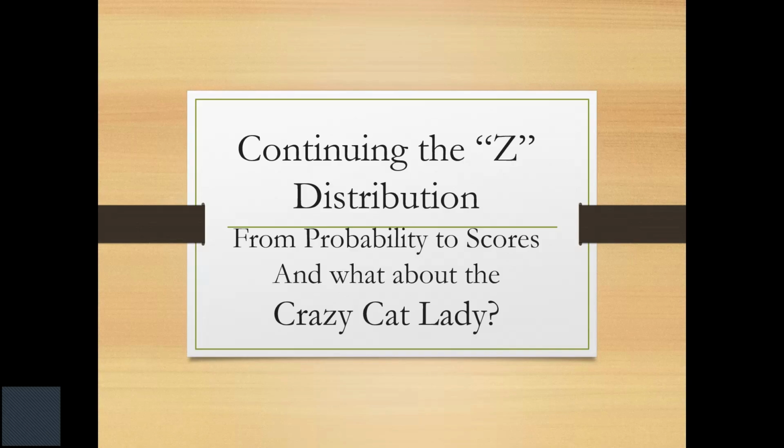Let's continue with the z-distribution. And now we're going to talk about going from probability to scores, and we're going to finally figure out if the crazy cat lady is indeed crazy.